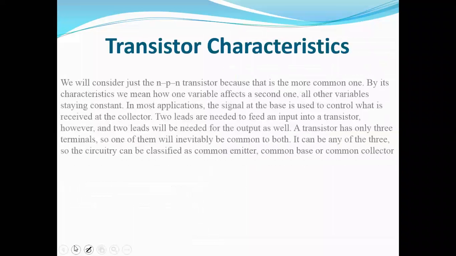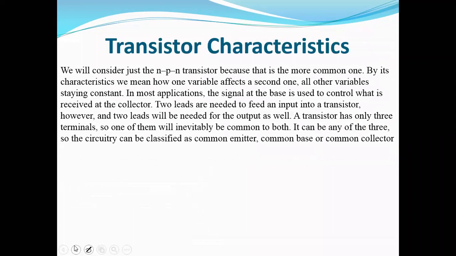So the characteristic of transistors, we are going to talk about again NPN transistor because it's the more common one. By its characteristic, we are going to talk about how one variable affects a second one, all other variables staying constant, okay? One of them is going to change and it's going to affect the others, and the others are going to stay constant.